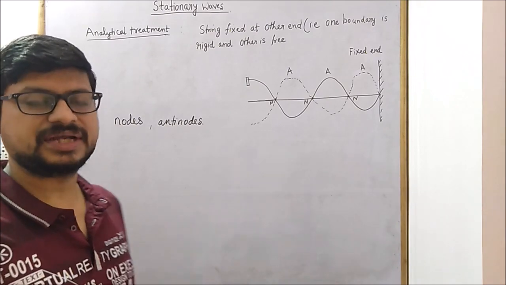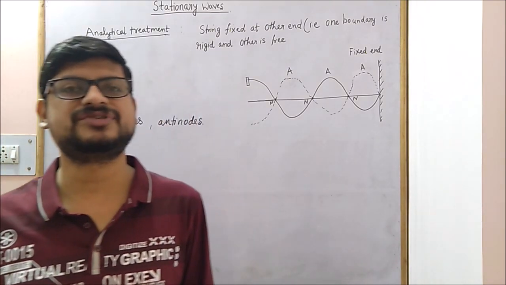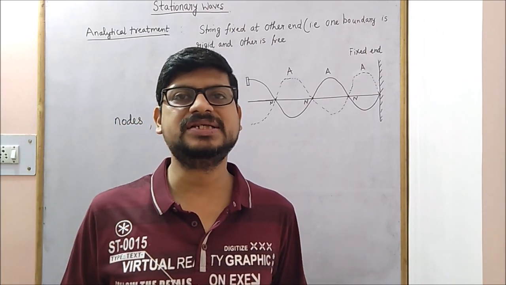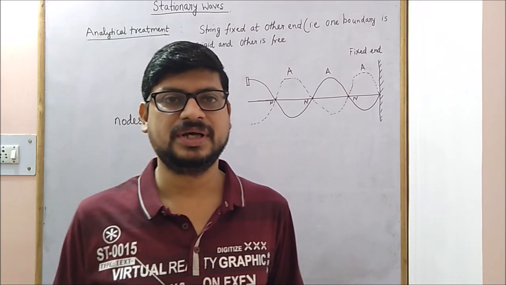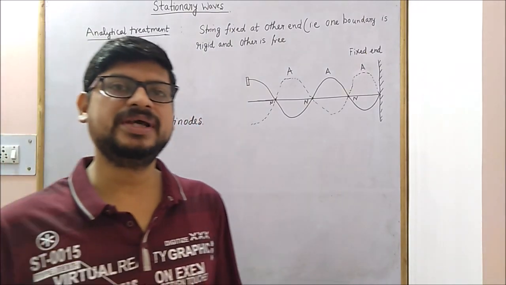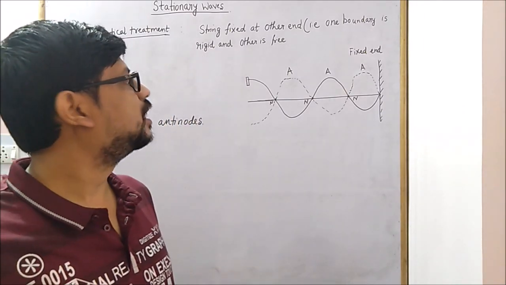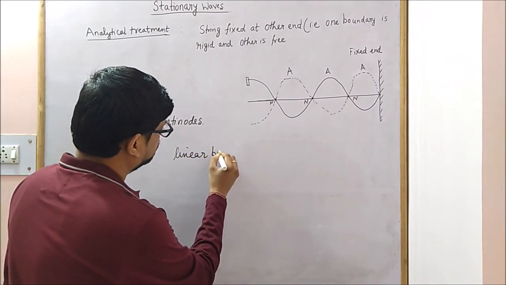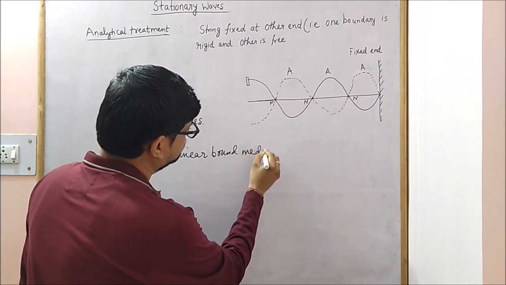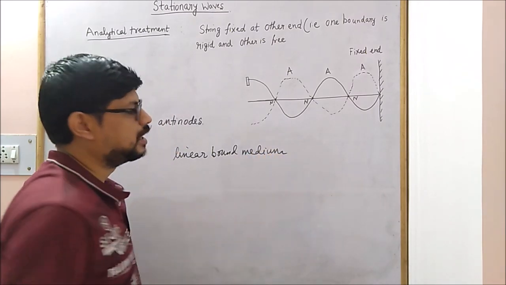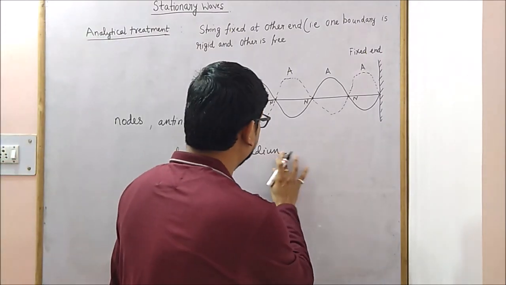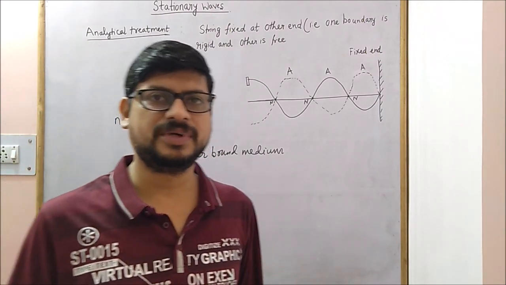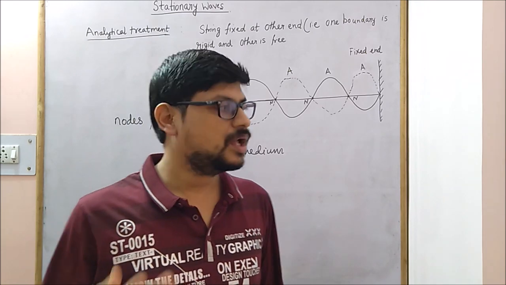With the standing or the stationary waves, we have to remember that they are formed in a bound medium, where in the medium there are some boundaries. They will be formed only in a bound medium. And here in this case, we will talk about a linear bound medium, but that is a one-dimensional medium. These stationary waves are also formed in two-dimensional or three-dimensional mediums as well.